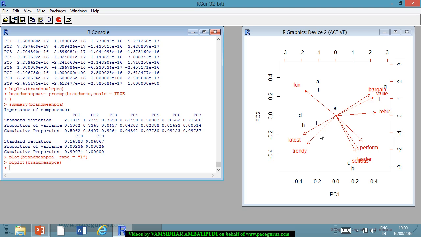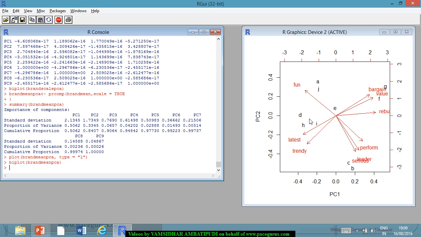So we can typically look at the four major areas with respect to the various features. I could see brands B and C are very high on seriousness and leadership. I could see brands A and J more towards fun. G and F are very high on the value aspect. So some such kind of things are typically coming up.